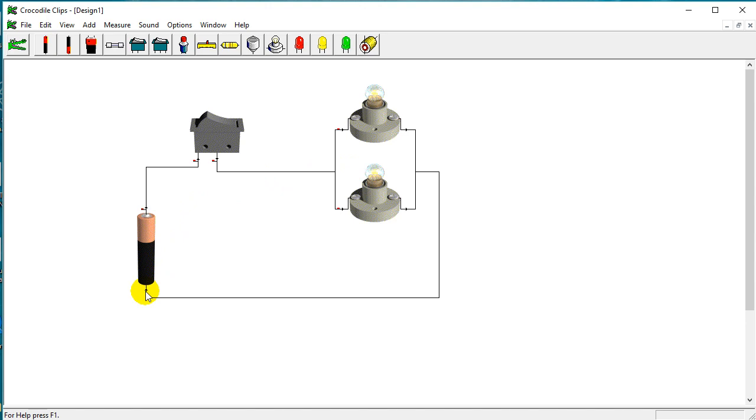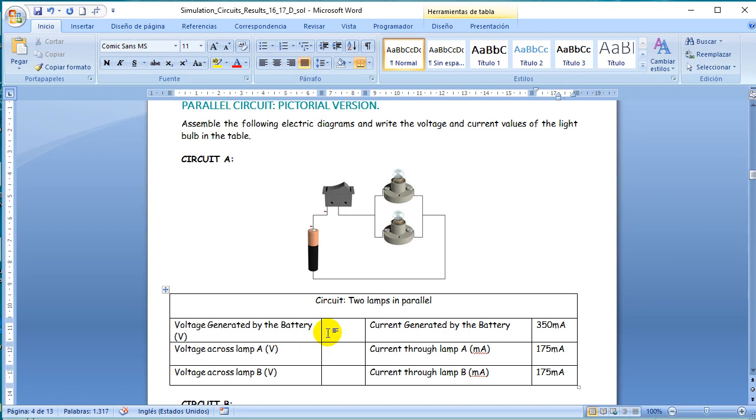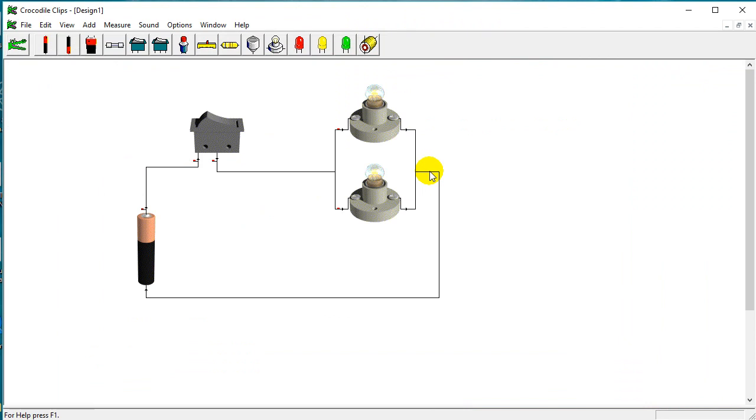In our battery we are producing 1.5 volts. Okay, let's type that. So the voltage generated by the battery is 1.5 volts, and the voltage that is being consumed by lamp A and lamp B, let's check it again, it's going to be the same. After the light bulbs we have 0 volts, and before these light bulbs we have 1.5 volts. So this voltage is not shared. The voltage of the battery is applied to the light bulb on top, and to the light bulb that is below that one, the one at the bottom.